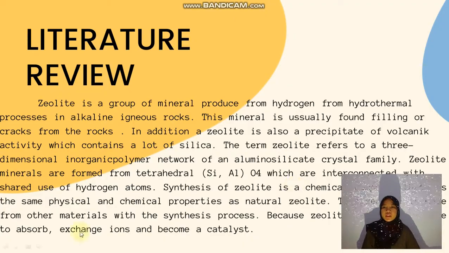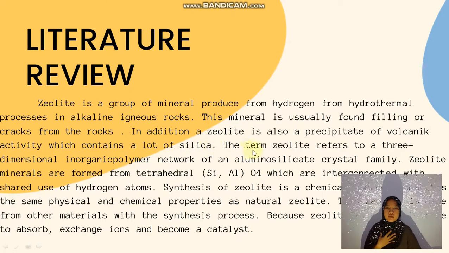Literature review. Zeolite is a group of minerals produced from a hydrothermal process in alkaline igneous rocks. This mineral is usually found filling cracks in the rocks. In addition, zeolite is also a precipitate of volcanic activity which contains a lot of silica. The term zeolite refers to a three-dimensional inorganic polymer network of an aluminosilicate crystal family.